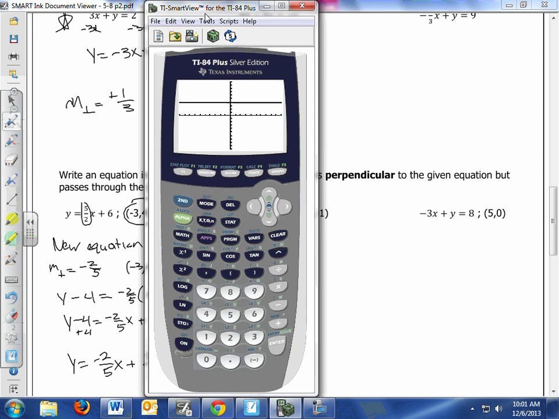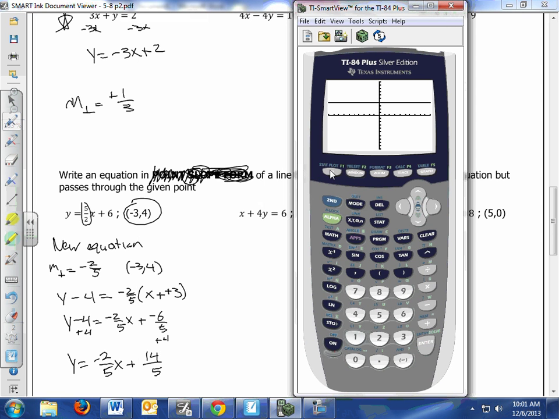Well, that's great, but why don't we check? In my calculator, I can graph 5 halves x plus 6. And I can graph negative 2 fifths x plus 14 fifths.